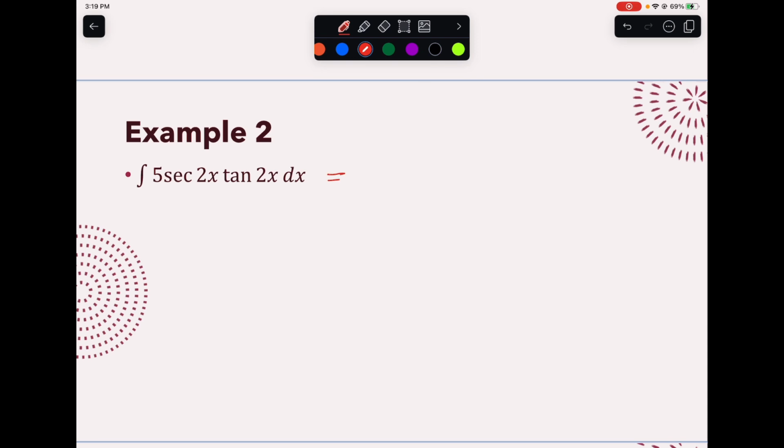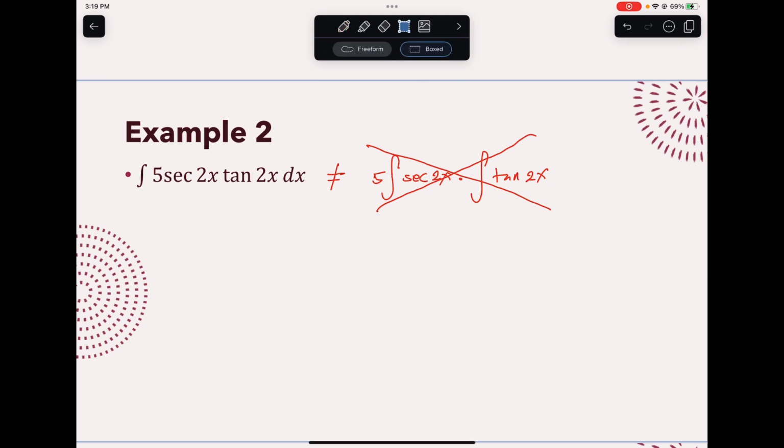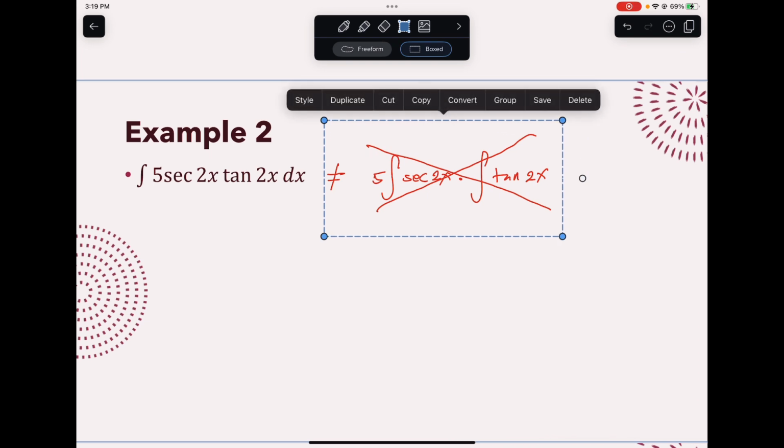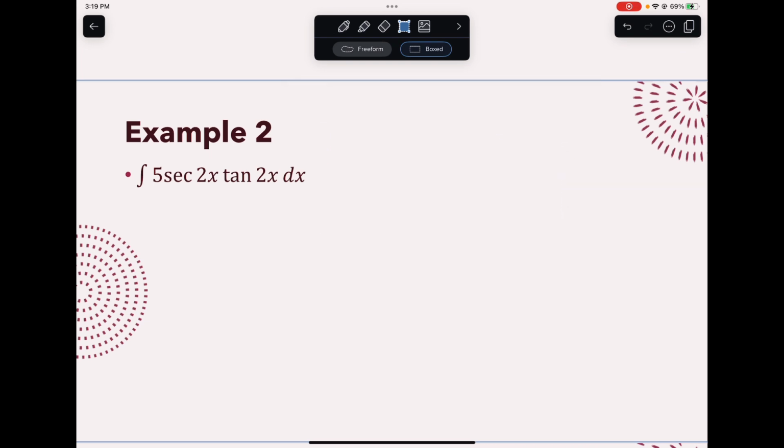So this is not the same as 5 times the integral of secant 2x, multiplied by the integral of tangent 2x. There's no such thing. So it's a product. In that case, usually if there is a product, we use identities. But it just so happens in this particular example that we don't even need to use that, because secant and tangent is a special case. We have a direct integral for secant x and tangent x.